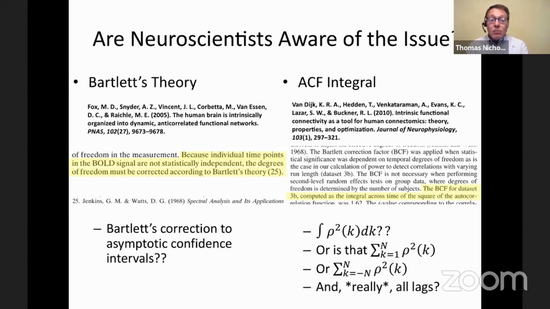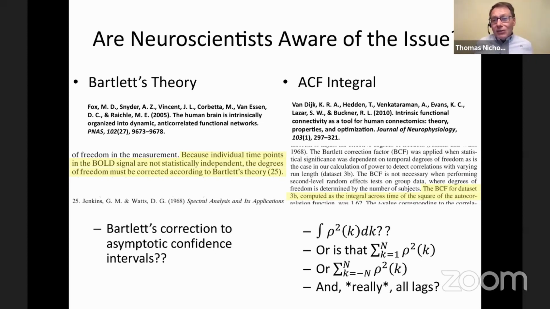"Because individual time points in the BOLD signal are not independent, the degrees of freedom must be corrected according to Bartlett's theory." Now, I never actually used Bartlett's theory, and I couldn't honestly find it in the textbook that they referenced. If you do look in statistics, Bartlett's corrections are asymptotic corrections to asymptotic confidence intervals. They're not actually specifically about correlation, for example.